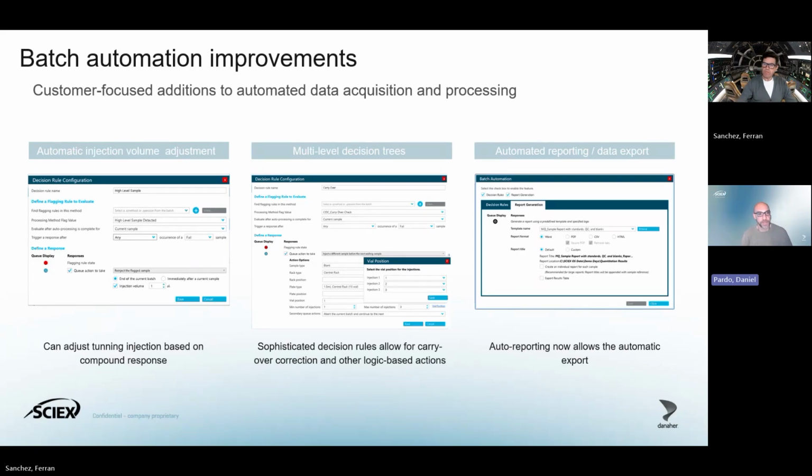We also have multi-level decision trees. While carryover detection is helpful, what do we do next? Are we injecting clearing injections? Are we moving to a different sample? Do we have some kind of cleansing solution we want to inject? Now we're including more agile rules to adapt for our customers' unique perspectives.